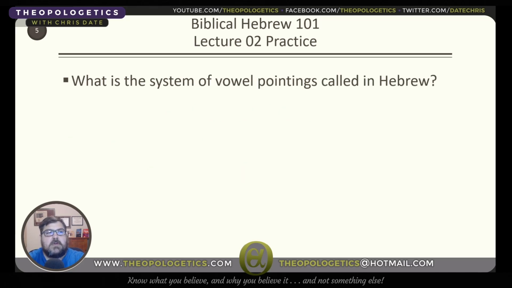Okay? What is the system of vowel pointings called in Hebrew? Now, this is not something that a lot of biblical Hebrew grammars cover, including your grammar. They will just usually refer to these as vowel pointings or whatever. But I think it's good for you to know how these are referred to in Hebrew, and so I'd like you to learn what these words are. And in Hebrew, the system of vowel pointings is called nikud, which means a pointing or a dotting.